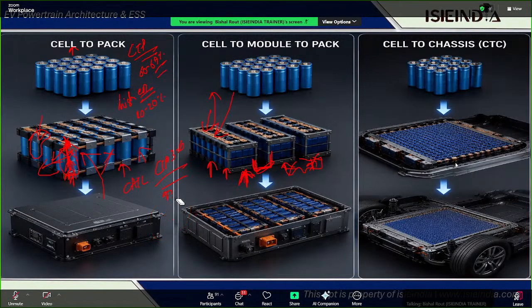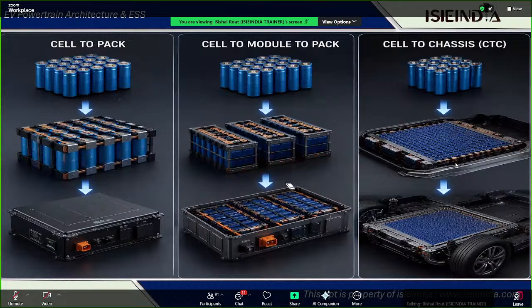And now what exactly is the cell to module and module to pack approach, basically. Basically, the module will simplify the manufacturing process. The module will simplify the testing process. The module will simplify the maintenance process. Basically, that is the reason why the majority of cars go from cell to module to pack.